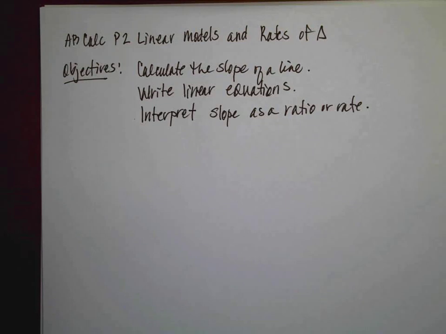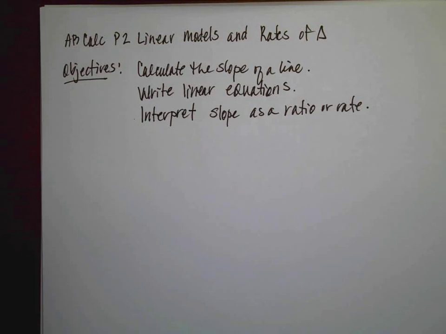Hello, math humans. We're going to do P2 today. We're going to be talking about linear models and rates of change. Our objectives are that we're going to calculate the slope of a line, write linear equations, and then interpret slope as a ratio or rate.